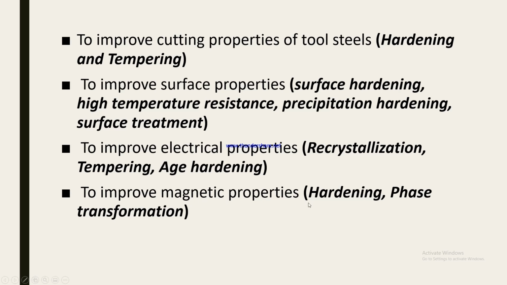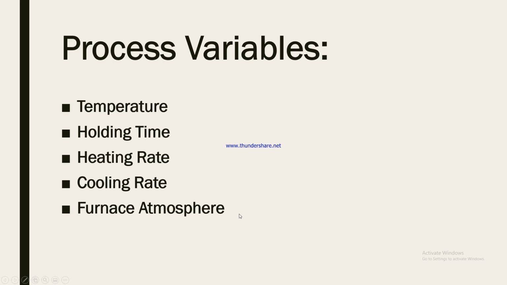The process is variable, so the things that can impact or vary in the processes of the heat treatment are temperature. It means change in temperature can impact holding time of the material, heating rate of the material, and cooling rate of the material, of course, and also the most important, the furnace atmosphere. The furnace atmosphere would surely be a big part in impacting the material we process.